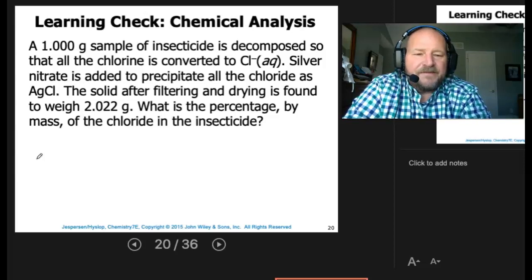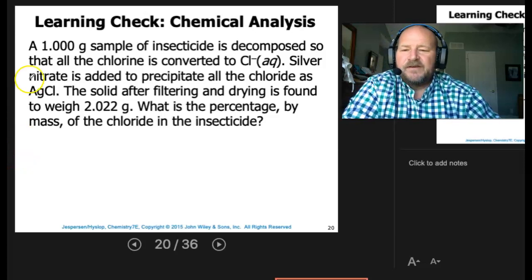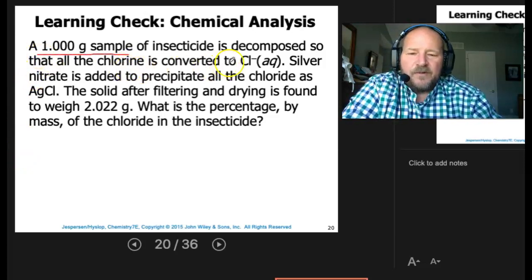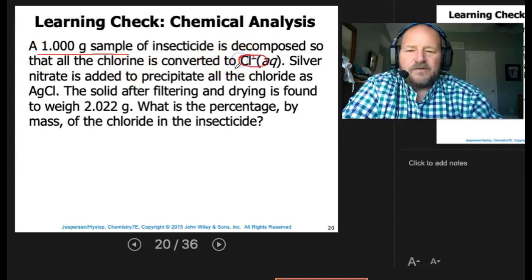All right, a lot of information in this question, right? So they've told us how much sample we have to start with. Then we're going to decompose all of that to basically get to the chloride. Now remember, that's all going to be in solution.